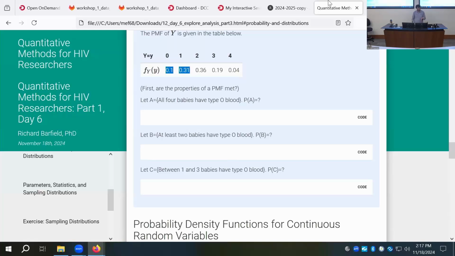So here it's going to be 0.31 plus 0.36 plus 0.19. Or you can say, okay, well, that means 1, 2, or 3. So that means there's not 0 babies and there's not 4 babies. So it could be 1 minus 0.14, so 0.86, which can be easier to add than adding up 0.31, 0.36, 0.19.